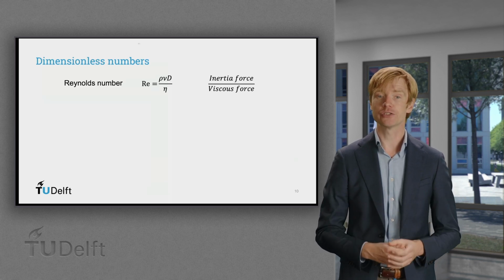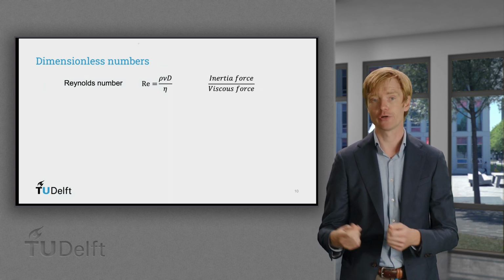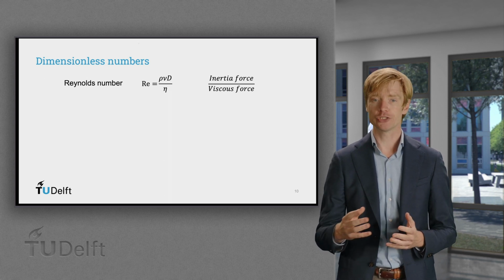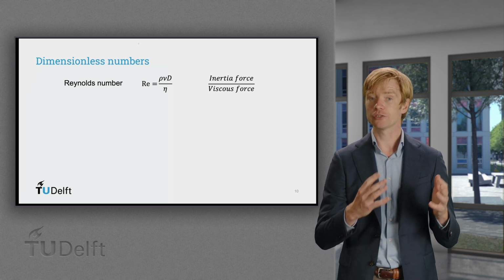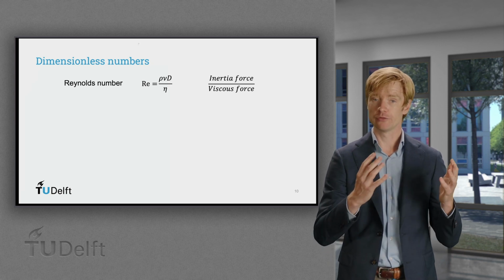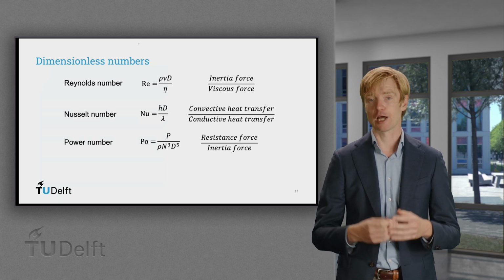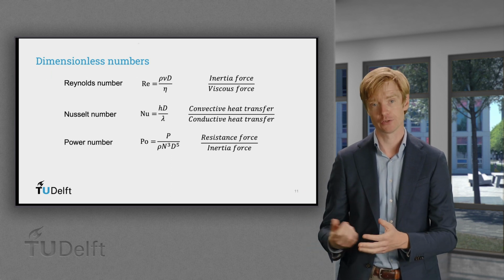Slightly more detailed is the use of dimensionless numbers, such as the Reynolds number, the Nusselt number, and the power number. And what these numbers signify is the ratio between the contribution of two physical processes. In case of the Reynolds number, this is between viscous and inertial forces. More generally, it can be the ratio between forces, between length scales, or between time scales.